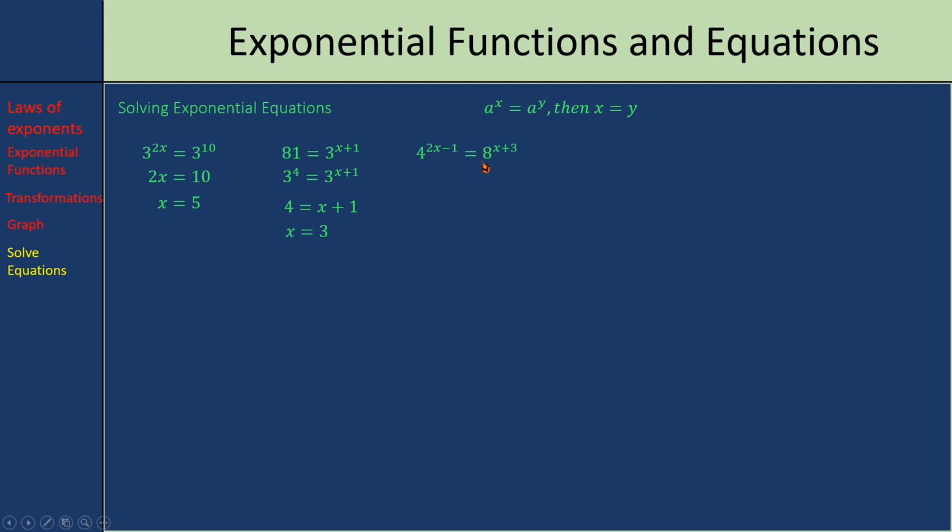Here I have 4 and 8. Now I find the root of 8 is not 4. I can't match this. But I can find the root of both of them. 4 is 2 squared. 8 is 2 cubed. Okay, I just changed 4 to 2 squared and 8 to 2 cubed. Now the bases are the same, right? 2 and 2. So all I have is just the exponent. 2 times 2x minus 1 equals to 3 times x plus 3. You solve that equation, it gets all crazy, but x is equal to 11.